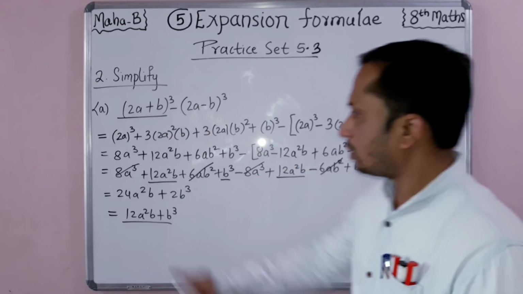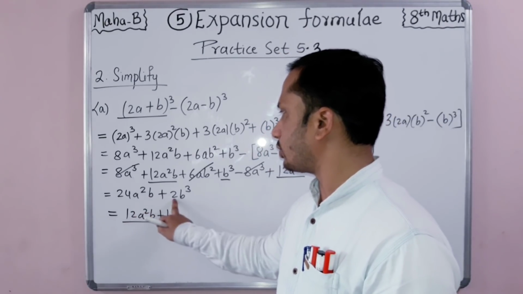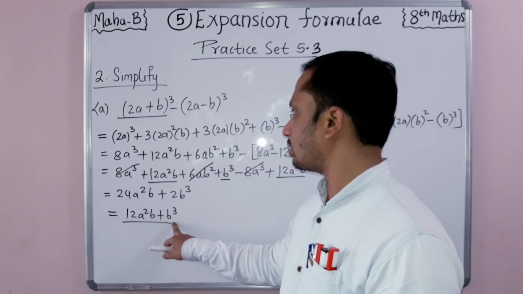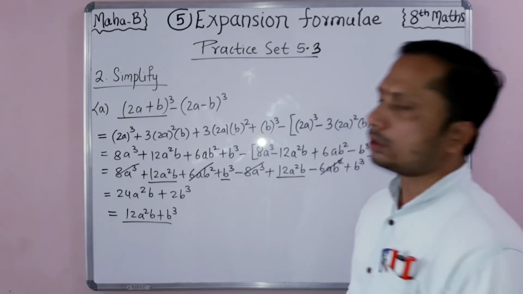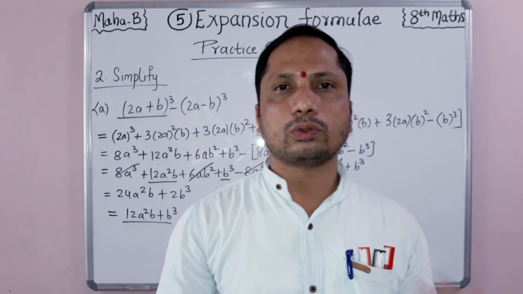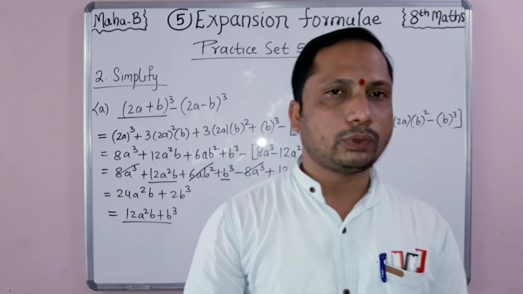Okay students, now 24a square b and 2b cube, that's why we can divide this equation by 2. 24 divided by 2 is 12, and 2 gets cancelled, b cube will be there. Okay students, in this way we can solve this type of equation very easily. Now we are going to see the second problem from Simplify, question number 2.